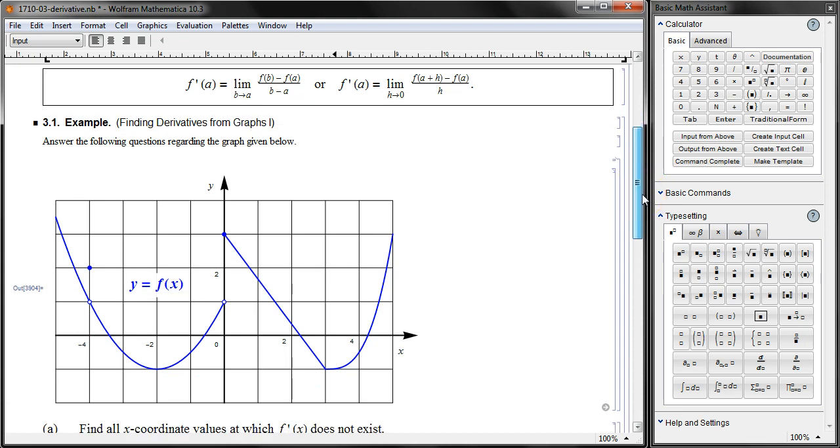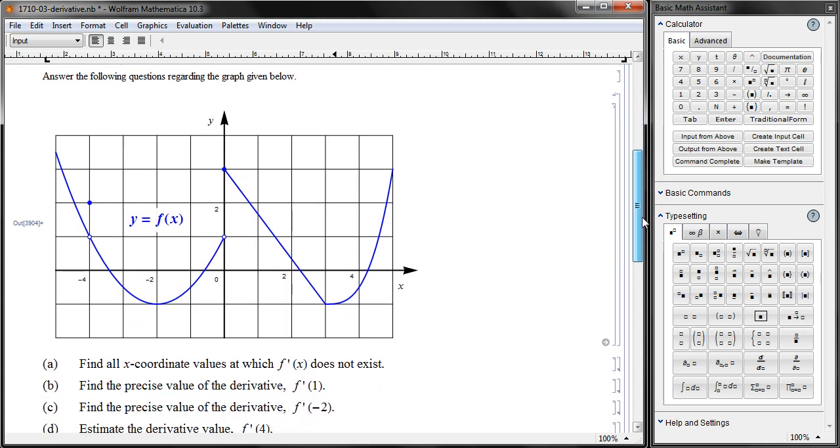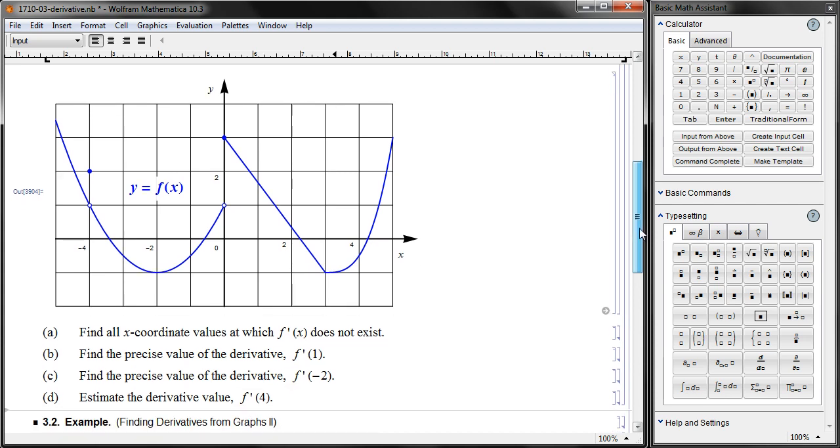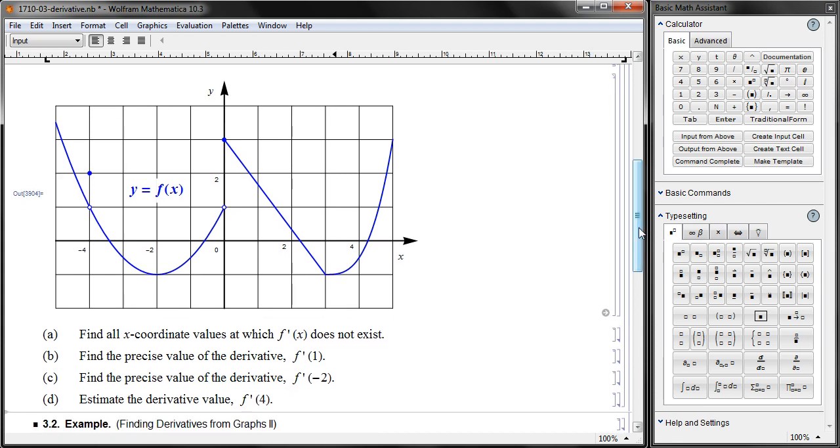Alright, here's a graph and answer these questions. Find all x-coordinate values at which f prime of x, the derivative, does not exist. Okay, alright. We have 2 points that are standing out, x equal to -4 and x equal to 0. We have breaking points there. There's no chance we're going to have any kind of derivative. We have discontinuity. And then we have one more. Right here, down here at x equal to 3, we have the cusp point.